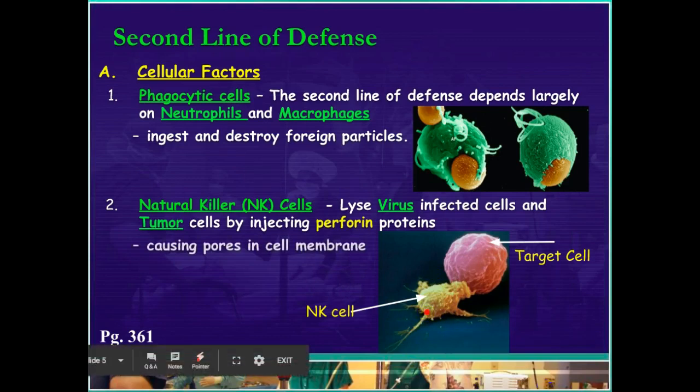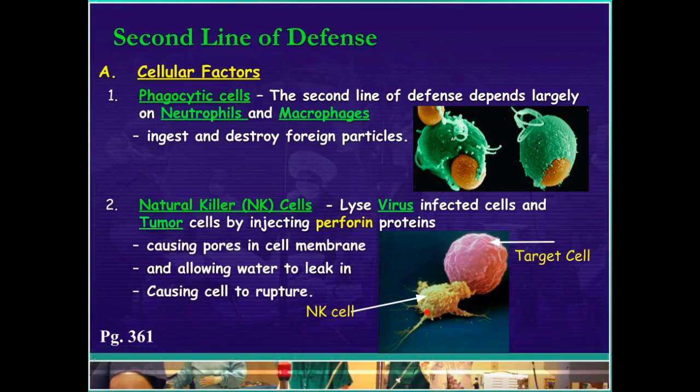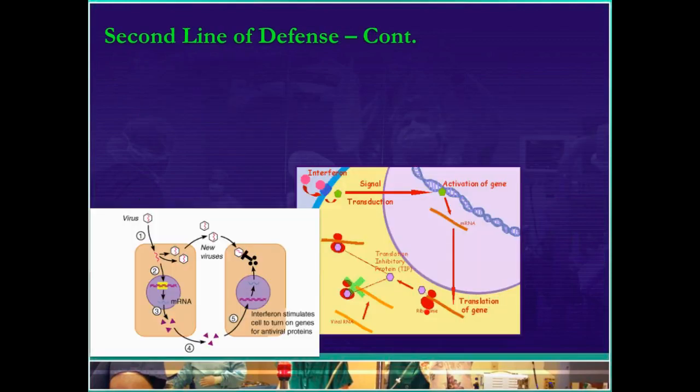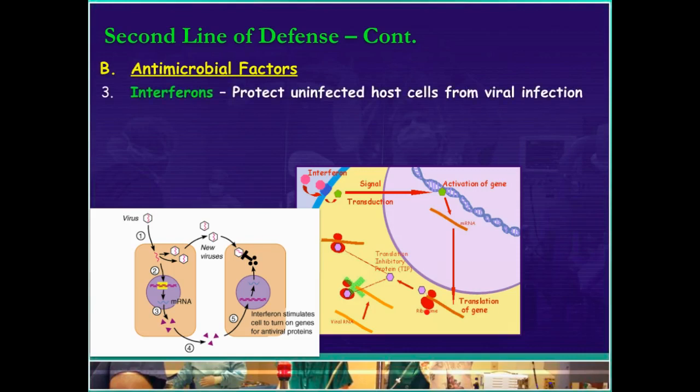In this picture, you can see the natural killer cell with all of its little extensions, and what it's doing is creating something called perforin, and perforin is a protein, and the protein will polymerize, so it joins all together and it creates a pore in the cell membrane, and then water rushes in and the cell ruptures. The cell will burst. So it's not killing the virus directly, it's killing it indirectly because it's killing the cell that the virus is housed in.